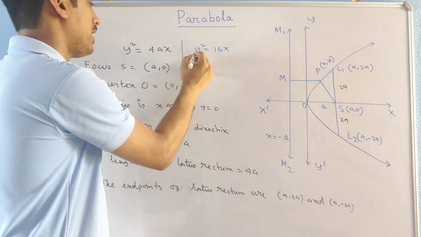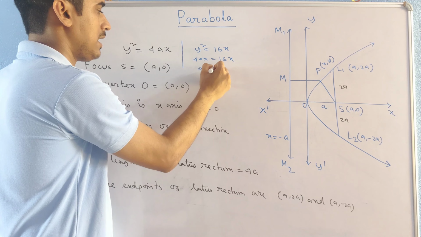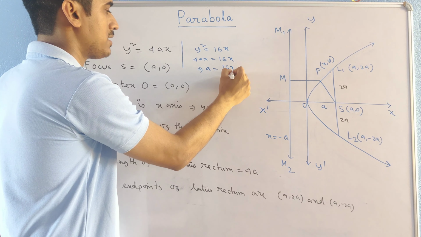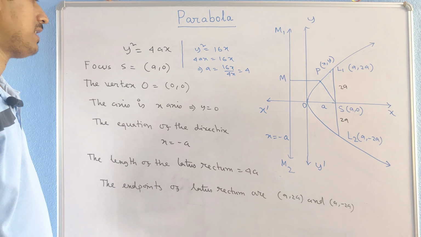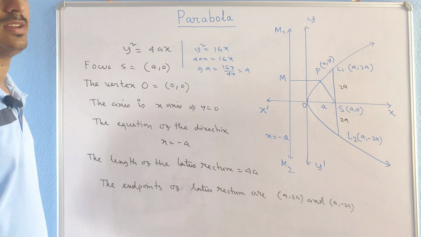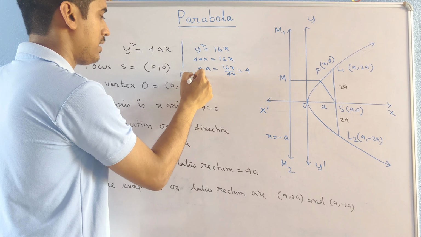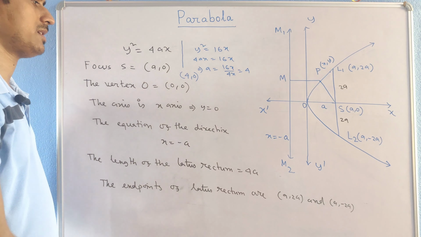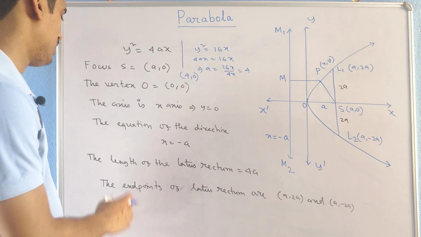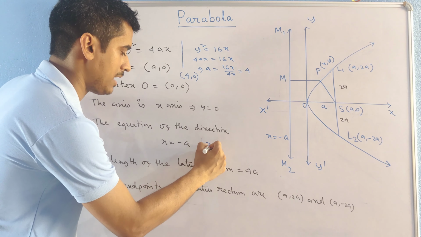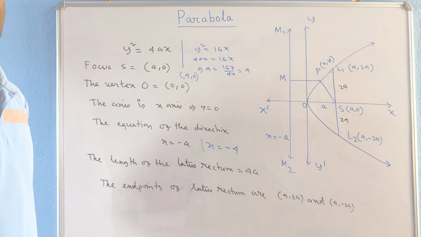So here 4ax equals 16x. So we get a equals 16x by 4x, that is 4. So we get the value of a. Now we will put the value of a in the above formulas. So the focus will be 4 comma 0. The vertex is 0 comma 0. The axis is also the x-axis, y equals 0. The equation of the directrix will be x equals minus 4, just putting the value of a.